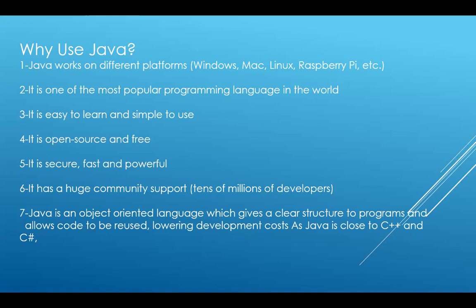We will learn that. It also lowers development cost, because we have lots of developers in Java, so the cost of development will be lower. And Java is close to C++ and C#. C++ and C# are other programming languages that are still in the market. C# was developed by Microsoft, so it is a specific purpose programming language.